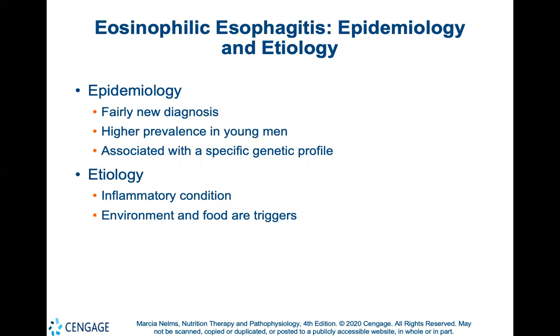EoE is a fairly new diagnosis, as it was initially discussed within the literature in 1970. This diagnosis does appear to have a higher prevalence in young men and is associated with a specific genetic profile. EoE is an inflammatory condition characterized by infiltration of eosinophils within the esophageal mucosa. The immune response has been linked to both environmental and food triggers.